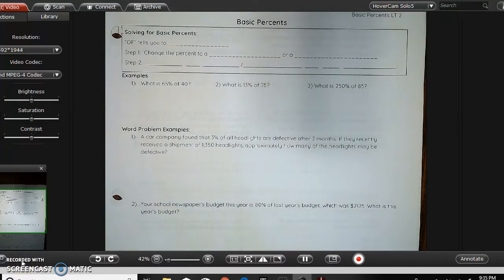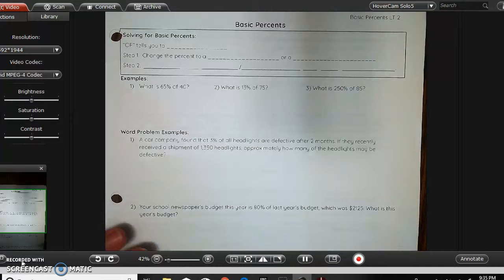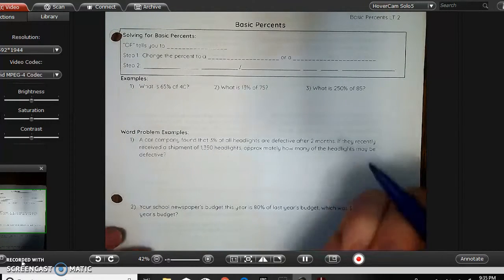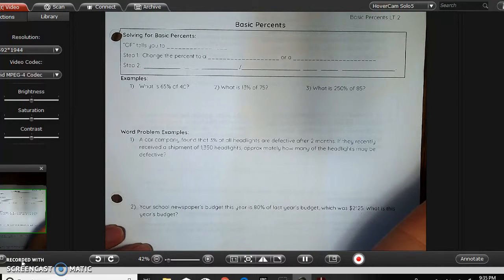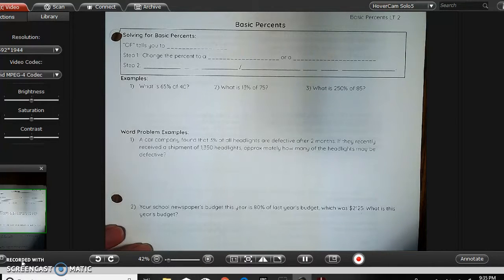Hello. In class today we did solving for basic percents. And we have done this with the bar models, and now we're just doing it without the bar models. That's what we're working on this week, is how to do without the bar models. Now, if you prefer, you are definitely more than welcome to continue using the bar models.